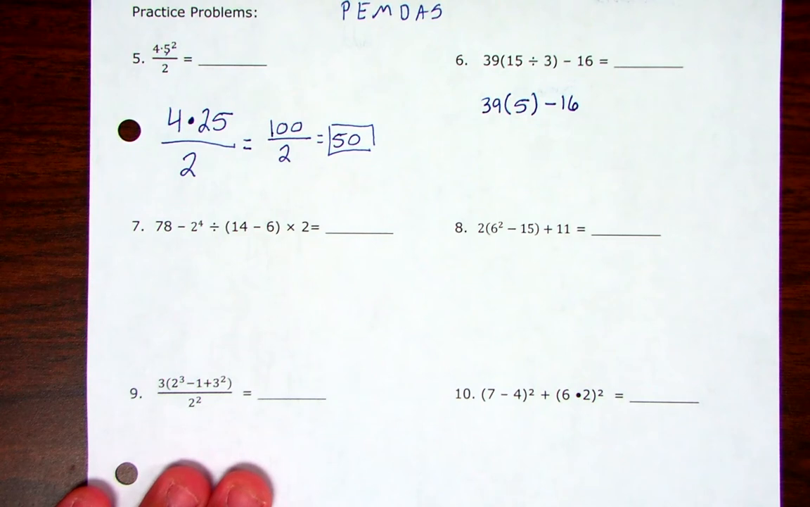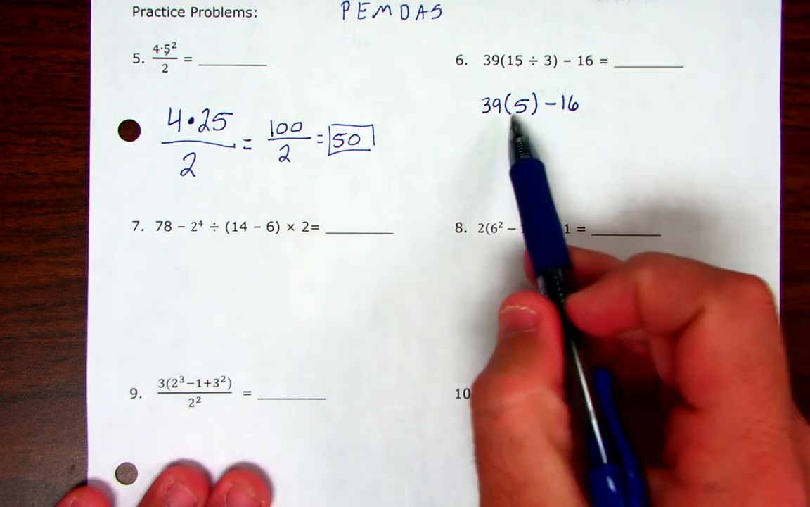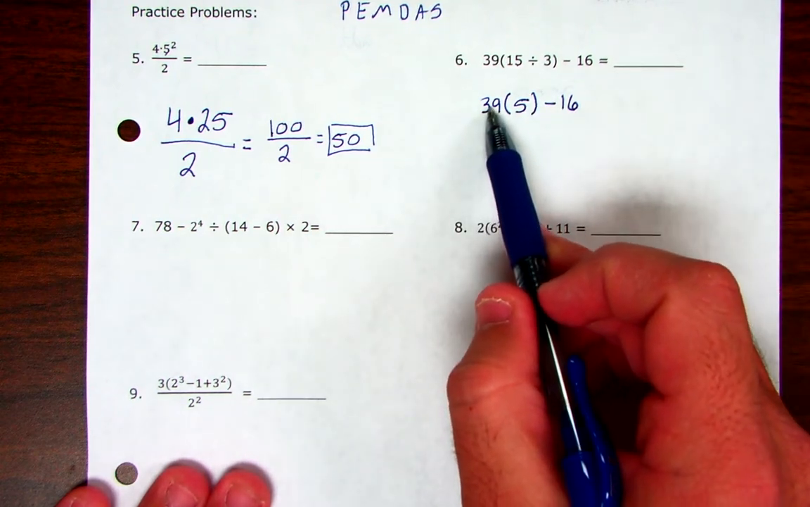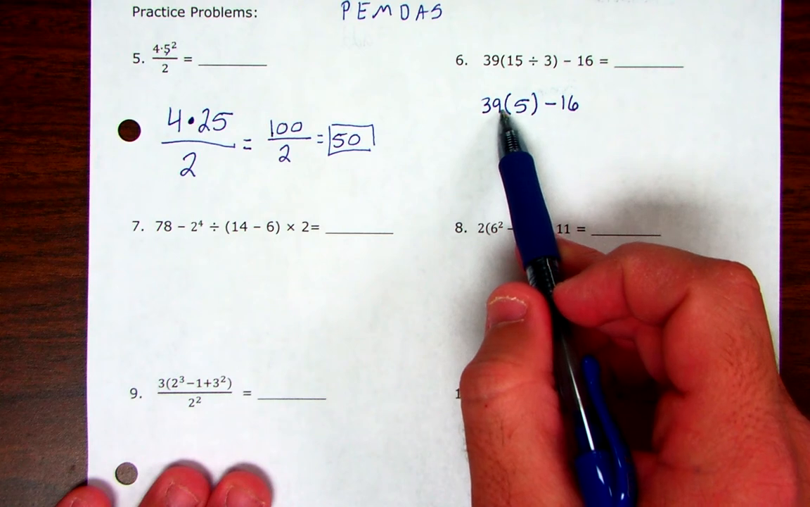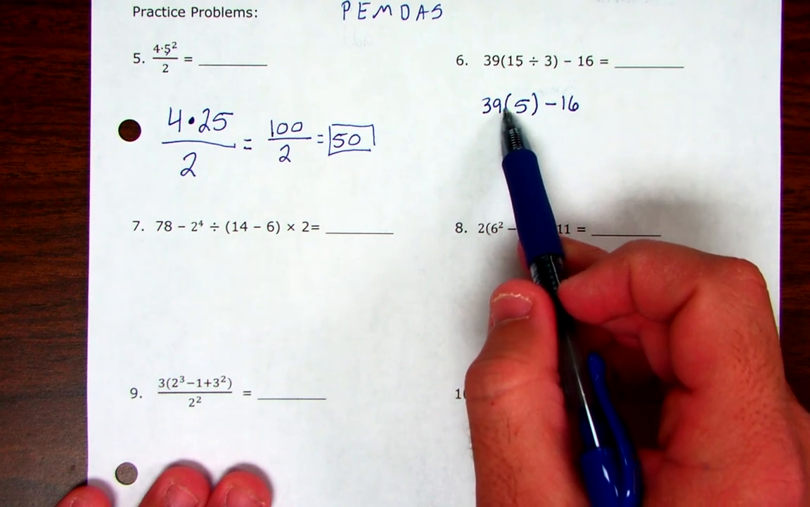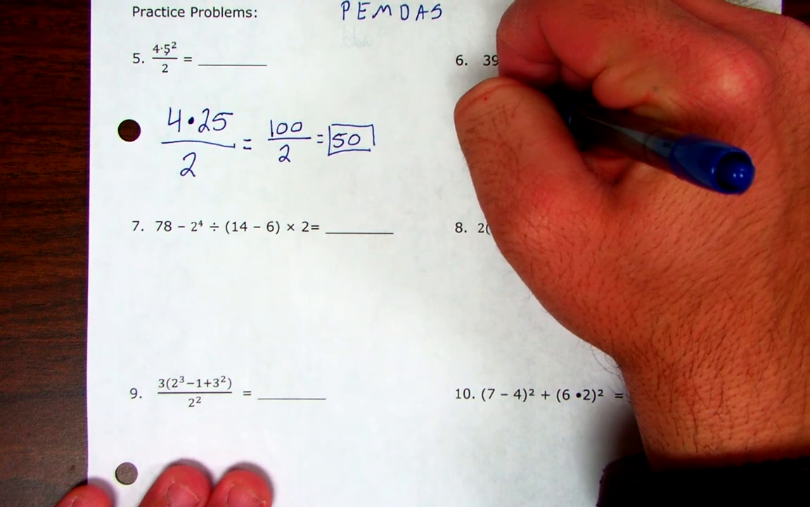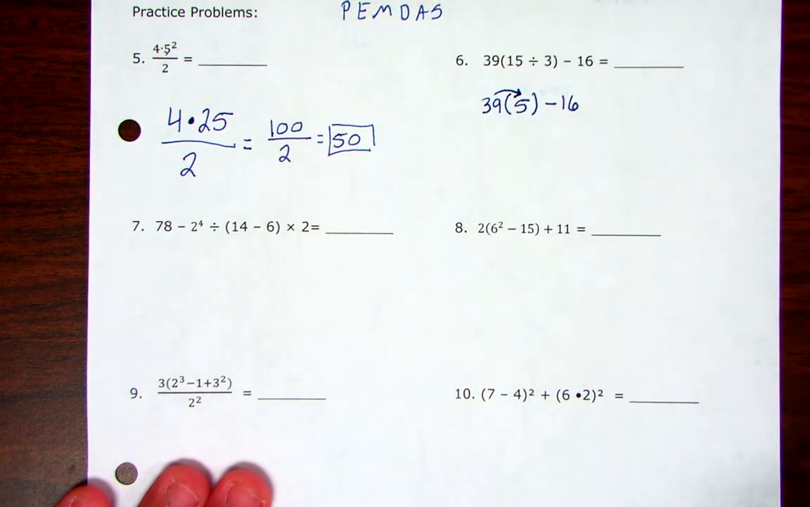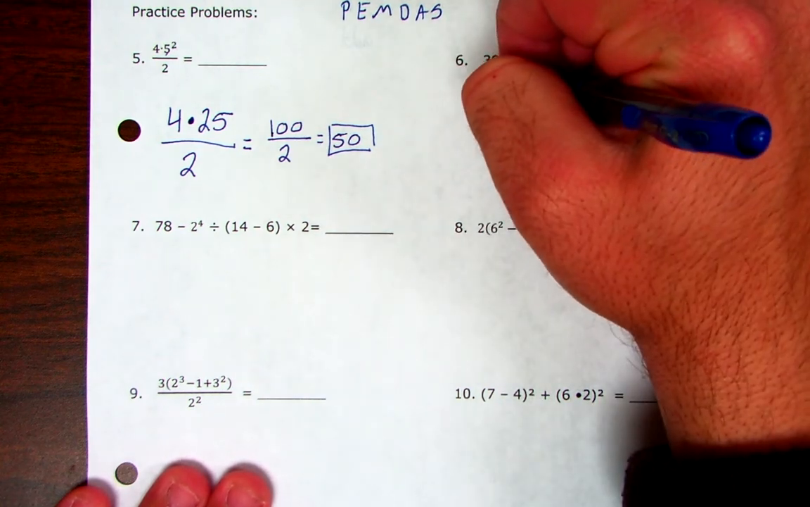Okay. Now the next step says multiply or divide, whichever comes first from left to right. Well, look at here. Do y'all see how this number 39 is directly attached to this parentheses? This is one of our vocabulary words. We're going to have to use the distributive property. When you use the distributive property, that means you are going to multiply.